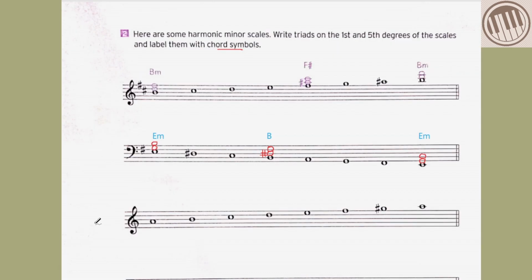We have the scale of A minor starting on A, C and E, and your 5 chord is starting on E, and again your 1 chord starts on A, C and E. So let's label these chords.